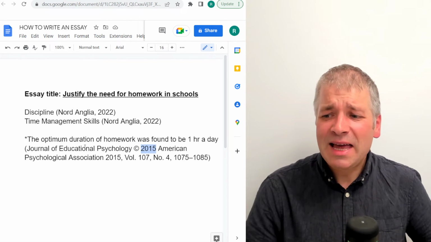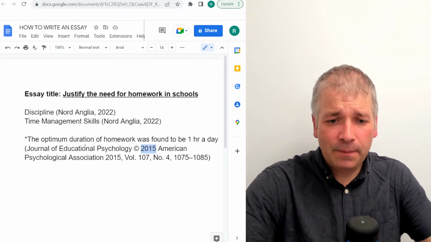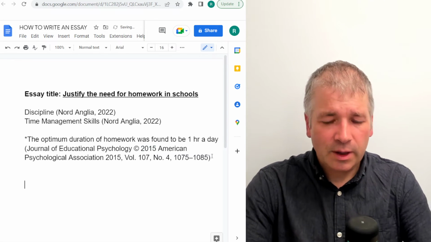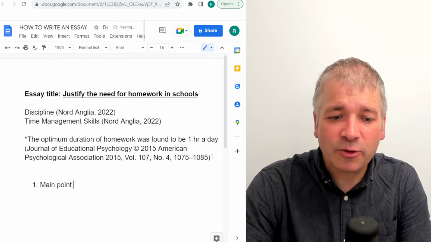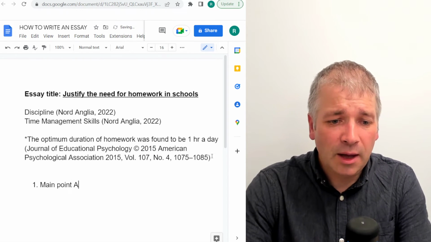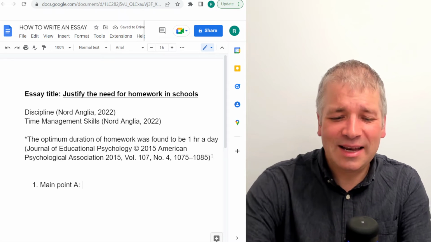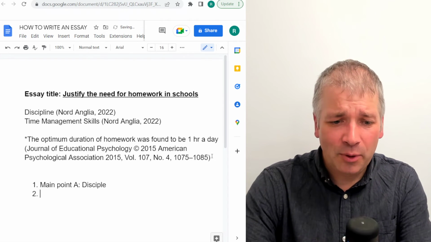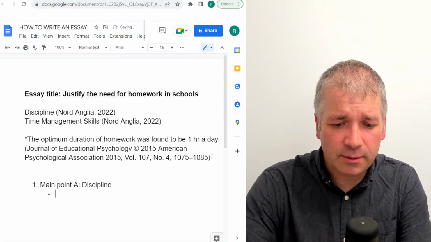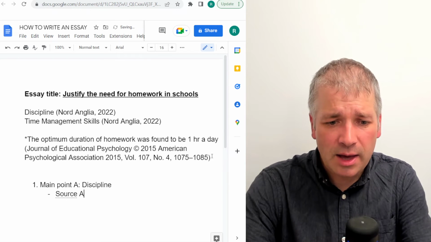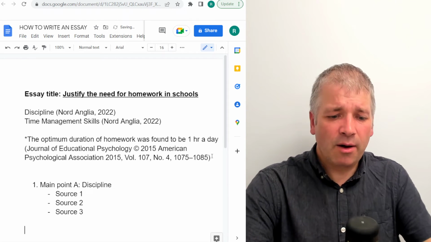And then point 5 is make your paragraphs based upon these themes. So here, what you need to do is make a little plan. So point 1 will be, I'm just imagining what it might be. So here, main point A, let's say that we do find lots of information on homework being good to train in discipline. So maybe that could be my point 1. And then my subpoints will be source 1, source 2, source 3, as many as I need.